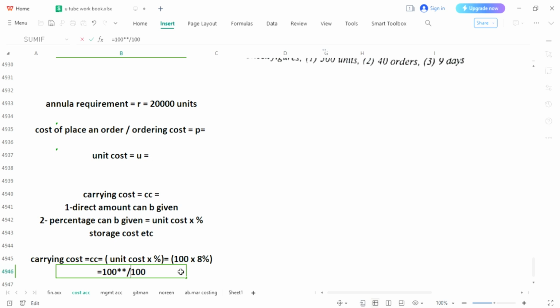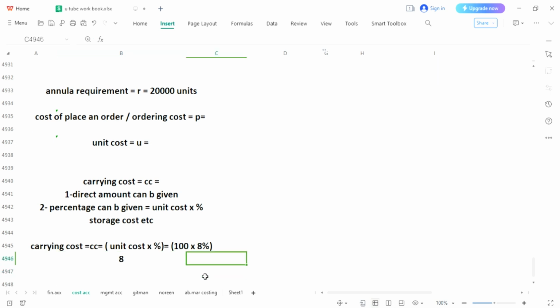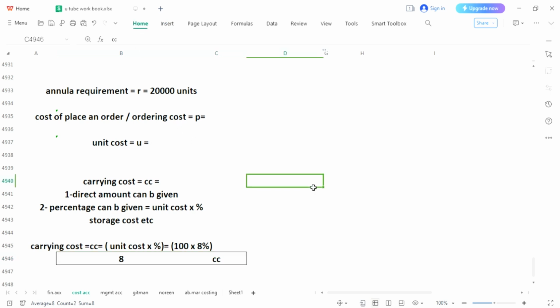Please note it down. 8% was given in the question as the carrying cost percentage, and you were instructed to take unit cost. Unit cost given in the question was 100 rupees, and when you take 100 multiplied by 8%, you will get your carrying cost. So kindly keep it in mind, it is your carrying cost, CC. So the first factor we have calculated, which is important for our formula. Let's mark it because we would need it later on.